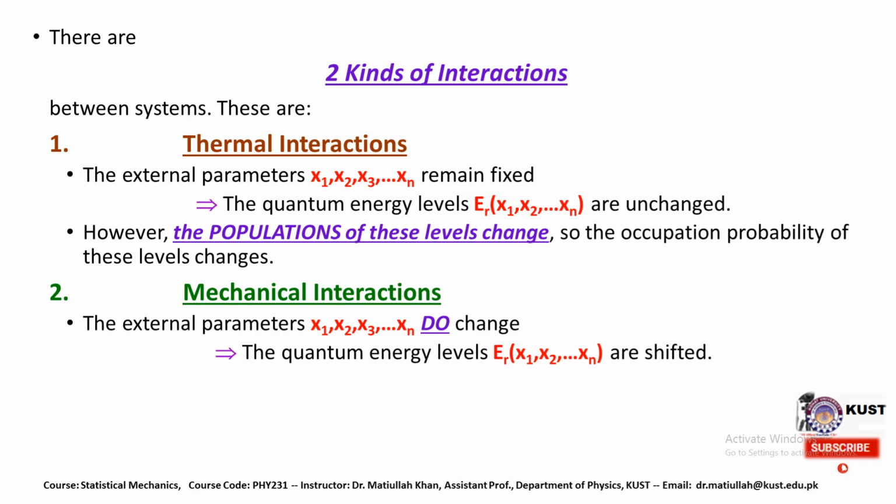And we have another type of interaction that is called mechanical interaction. In case of mechanical interaction, the external parameters x1, x2, x3 up till xn do change, and the quantum energy levels, that is ER(x1, x2 up till xn), are shifted.